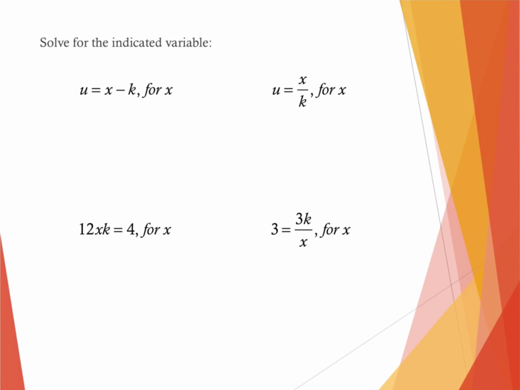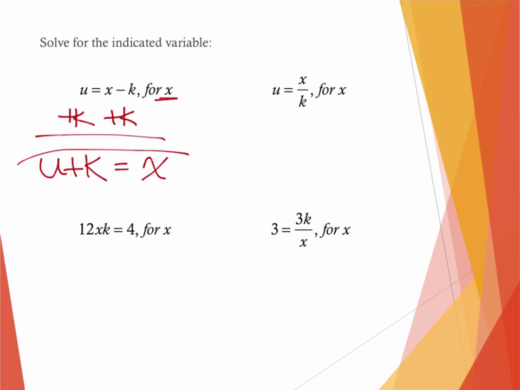I have u is equal to x minus k, and I want to solve for x. So I want to get x isolated. Well, if k was, say, a number like 2, we would add 2 to both sides. So here, we're going to add k to both sides. So u plus k is equal to x. And now my formula is solved for x.